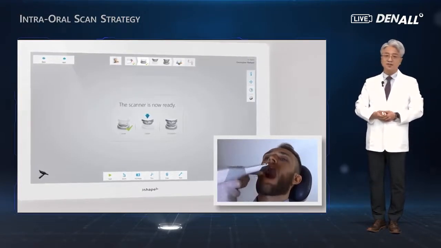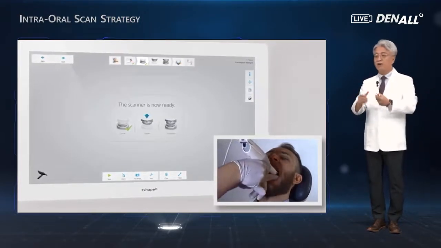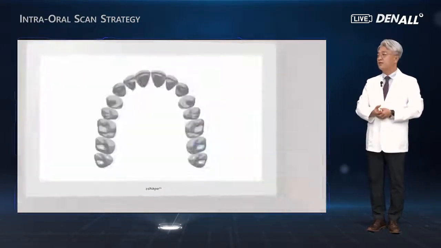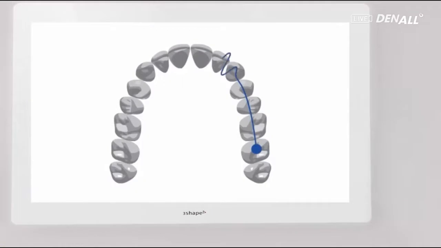Trios 3, Trios 4, when you use the device, the advantage with that is the tip can rotate 180 degrees. So you can rotate the tip to scan maxilla like this, which is very convenient. For maxilla, the same strategy can be used.